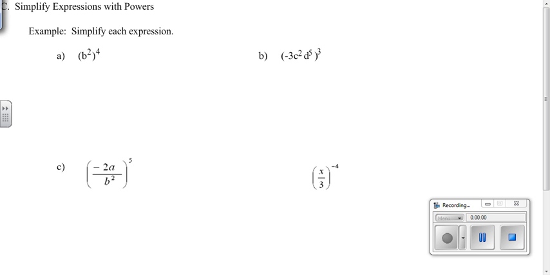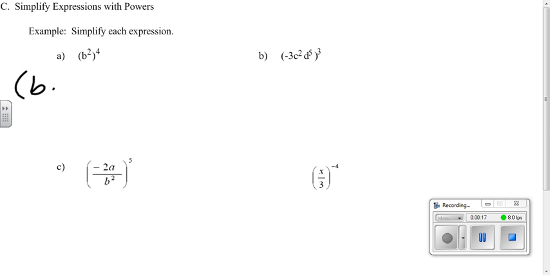In our 5.1 lesson, we are looking at simplifying expressions with powers. Again, all our expressions in this case are going to be monomials, so we're looking at simplifying each monomial with a power. Our first monomial here is b to the second, and that's being taken to the fourth.